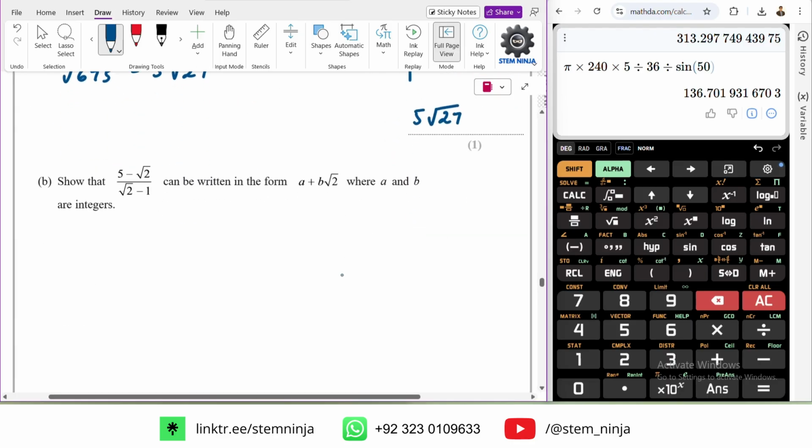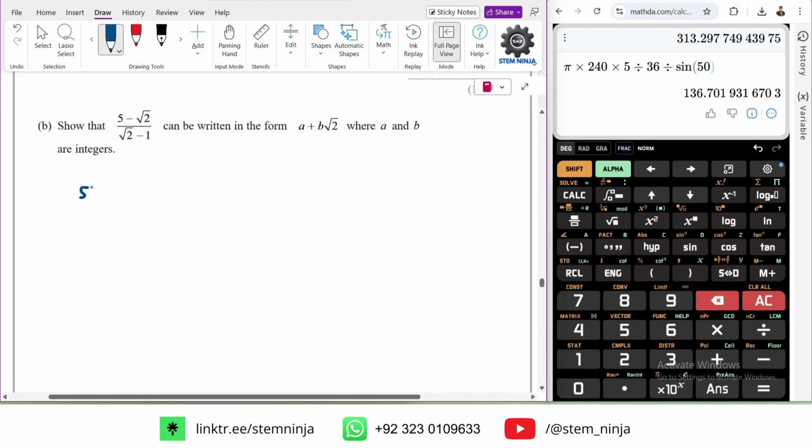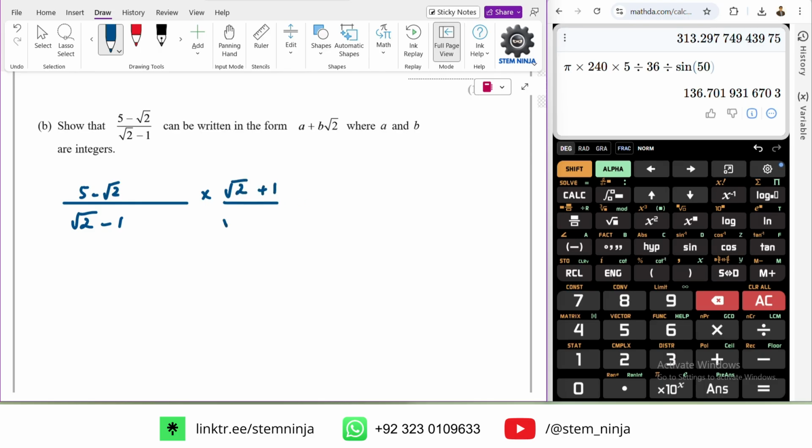Show that 5 minus root 2 over root 2 minus 1 can be written in the form a plus b root 2. Okay, so we have to rationalize this. 5 minus root 2 divided by root 2 minus 1, times root 2 plus 1 divided by root 2 plus 1. So 5 minus root 2 times root 2 plus 1, divided by the difference of squares, so 2 minus 1.